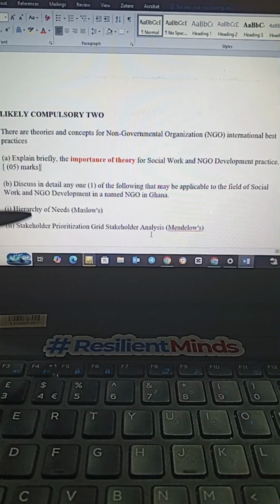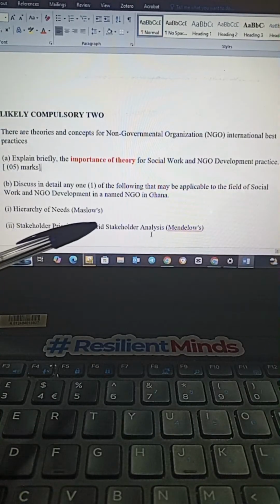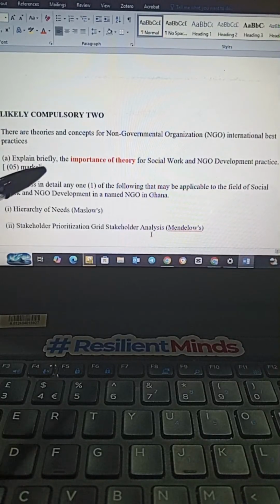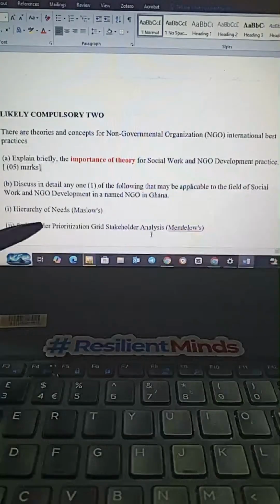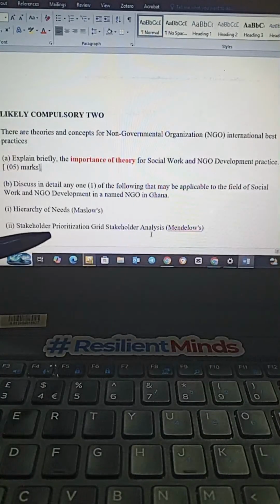You know, these questions all have a drawing that you need to draw. The stakeholder prioritization grid has a drawing, and the hierarchy of needs has a pyramid drawing. So make sure you draw. Then when you draw, you take the levels one after the other. When we say physiological needs, what are they? Maybe the need for food, clean water, shelter, basic healthcare, and so on. Now when we say safety needs, what are they? Personal security, emotional safety, freedom from violence, something like this. You just explain them one after the other.